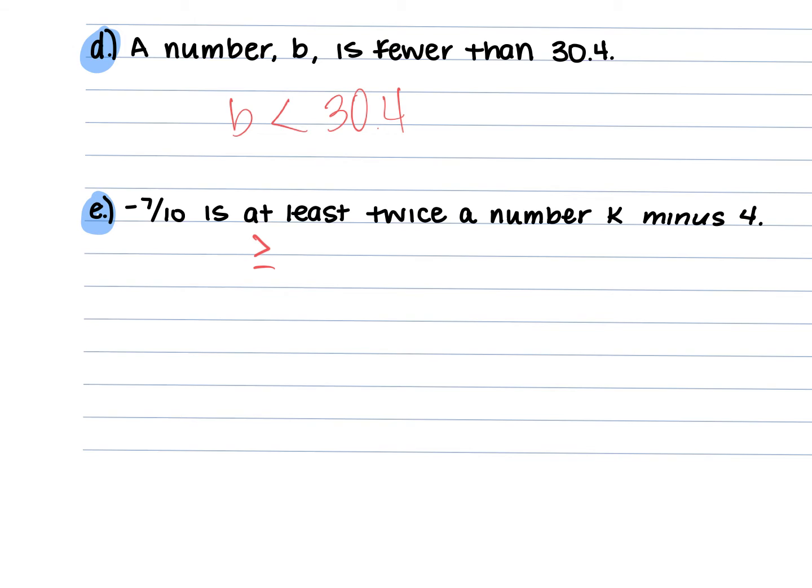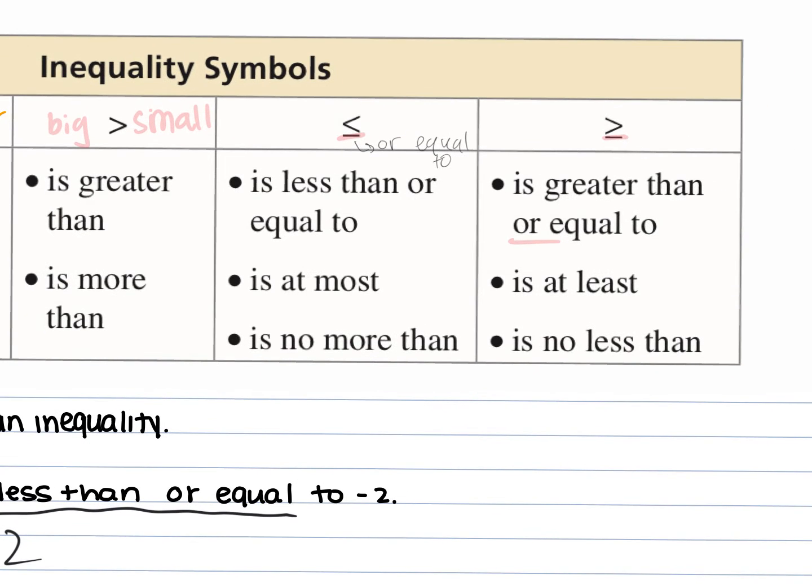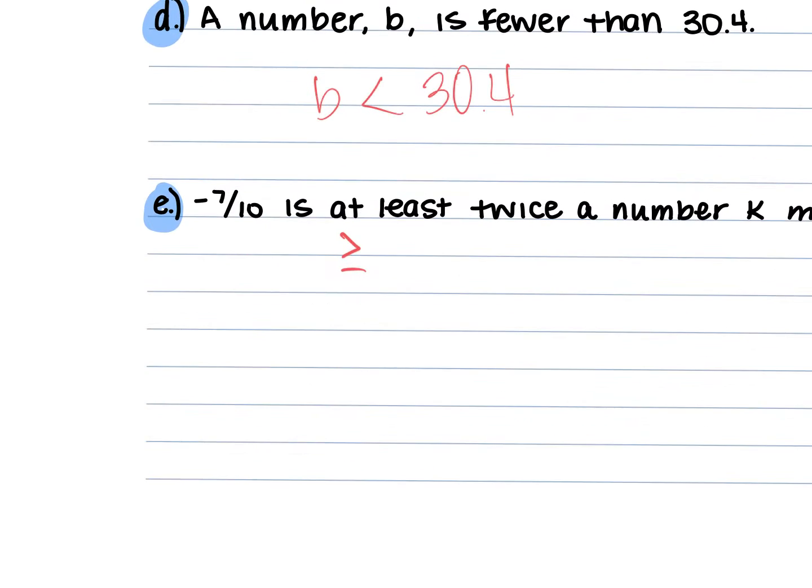Is at least. Guys, that's why this chart in the beginning is so helpful. If this is confusing for you, where is at least? Underneath the greater than or equal to symbol. Do you guys see that? That indicates that it needs to be greater than or equal to.